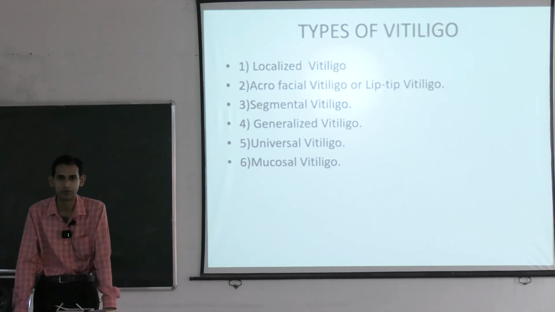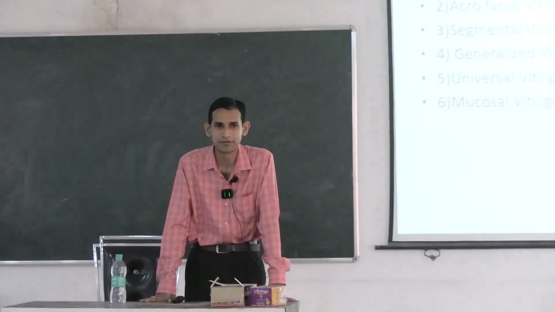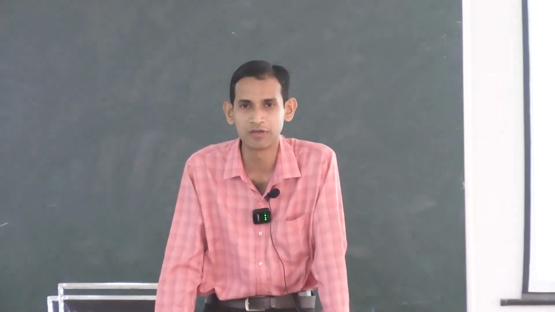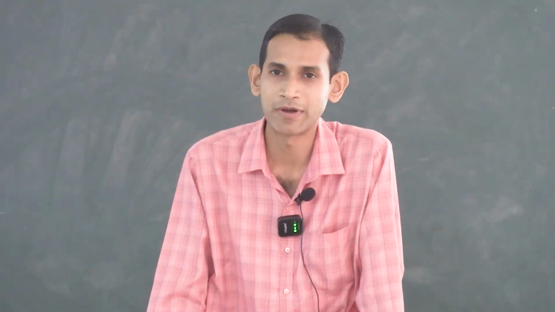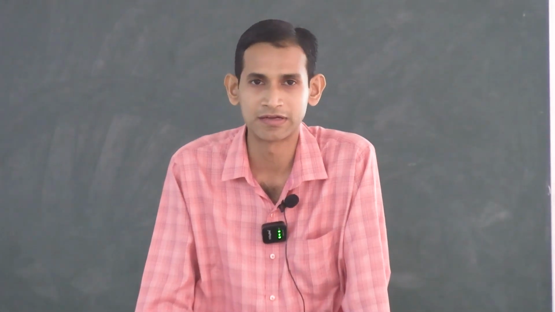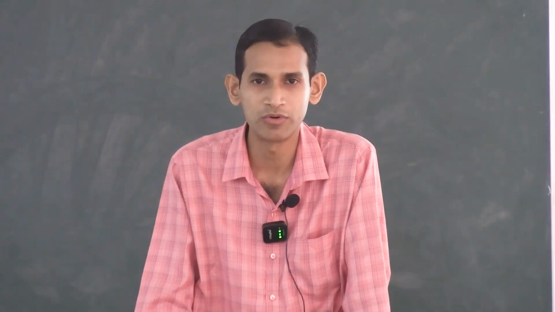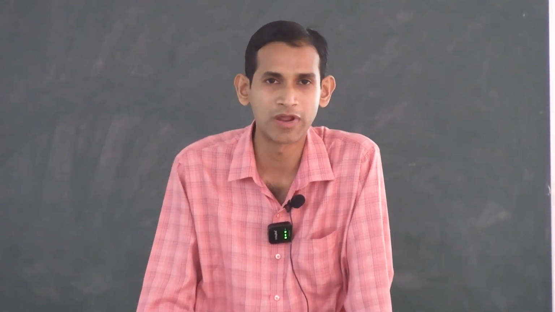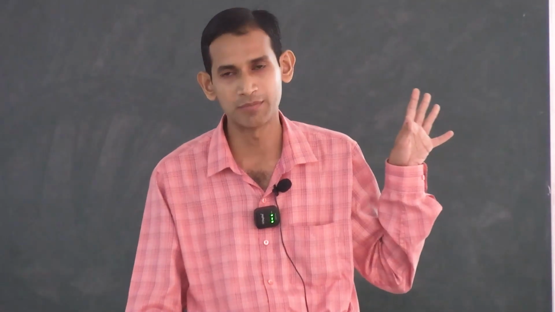And generalized vitiligo. What is generalized vitiligo? That is where the depigmented patches of vitiligo are scattered and widespread, affecting more than one anatomical site. This is known as generalized vitiligo. In our clinical setup, the most common type of vitiligo we come across is generalized vitiligo.